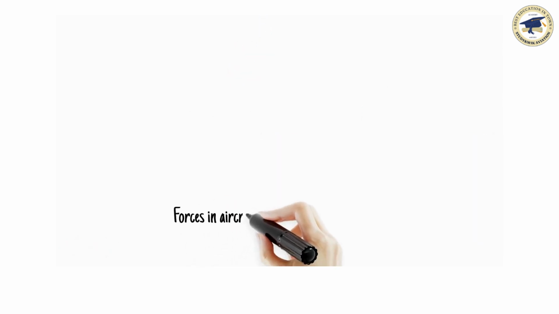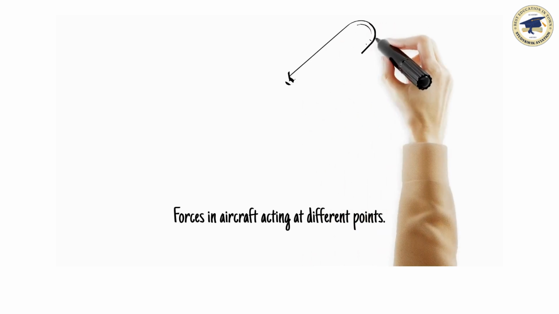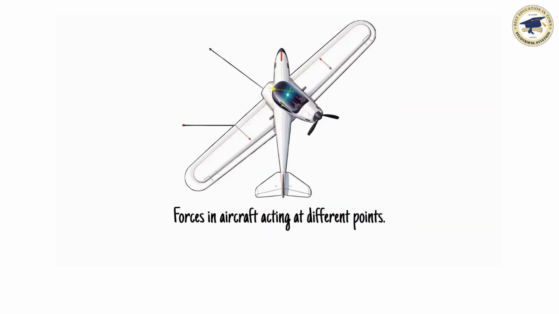For teaching purposes, these four forces are often shown acting from a single point, but in reality, they act at different locations. In most light aircraft, the center of gravity, the average point of weight, is slightly forward of the center of lift. Thrust acts slightly above the line of drag. When we combine these positions, the result is a natural tendency for the aircraft to pitch down. That's because the weight being slightly ahead of lift creates a forward rotating moment.